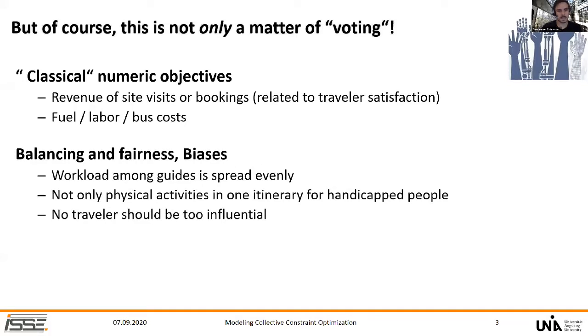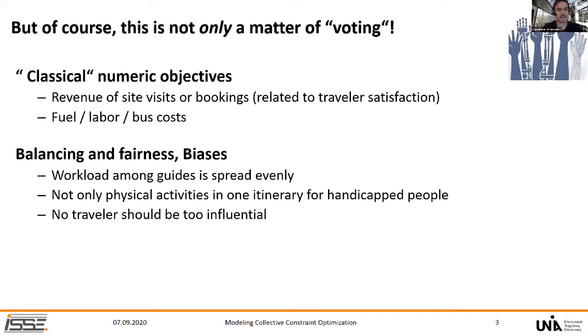In a sense, we have also balancing and fairness, as well as some kinds of biases, like those mentioned by Barry. So for instance, the workload among guides has to be spread evenly. Even if one guide has a very famous site that nearly everyone wants to visit, and another person has maybe more of a hidden treasure style of site, still we need to distribute the workload fairly. That's on the guide side.